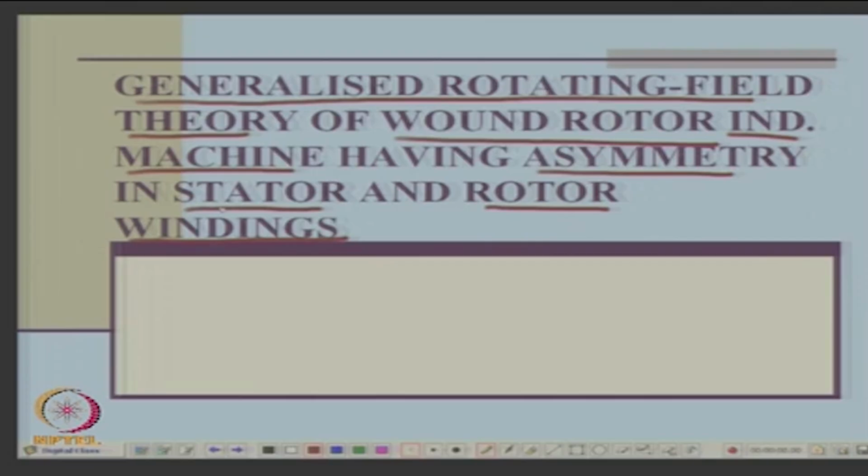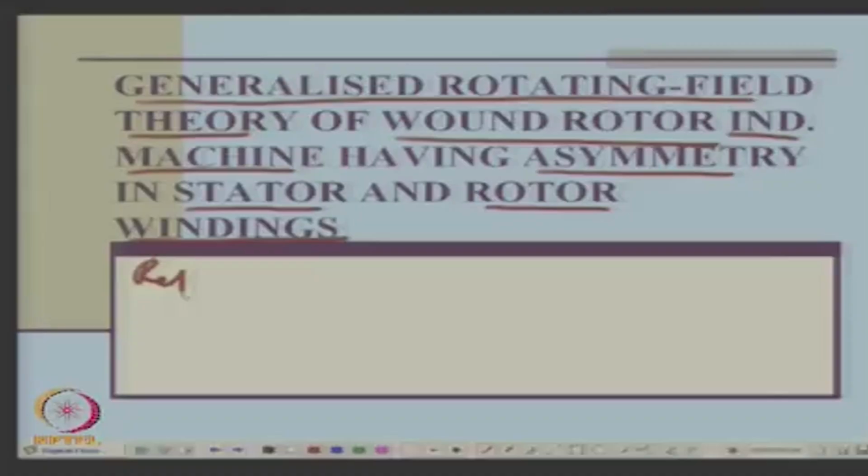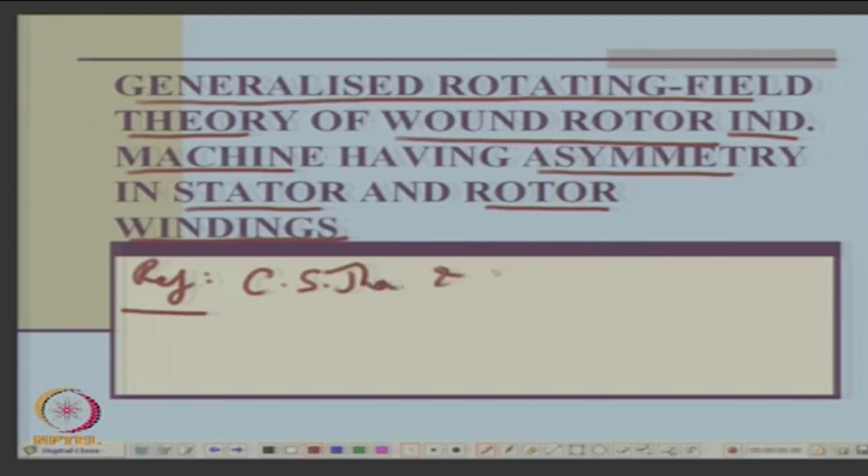Then you will be able to analyze any type of special machine or special configuration of induction machines. Now, this has been dealt with in one of our old papers. I will give you a reference, because I will go systematically from this paper so that you can read it. The authors are C.S. Jha and S.S. Murthy.